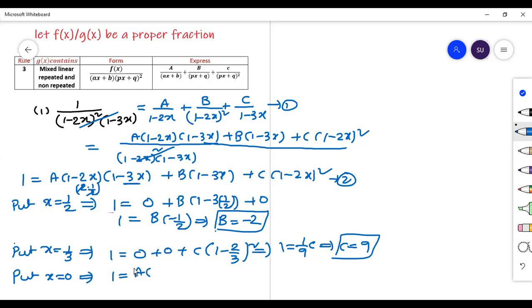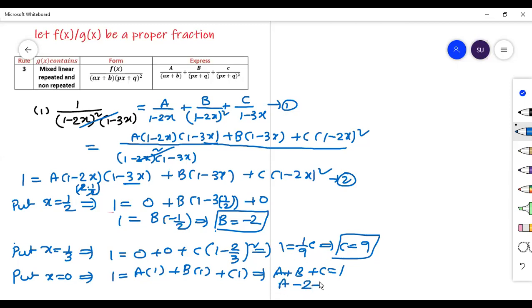1 minus 0, 1. 1 into 1, 1. Plus B into 1 plus C into 1. That means A plus B plus C is equal to 1. What is A value? We don't know.